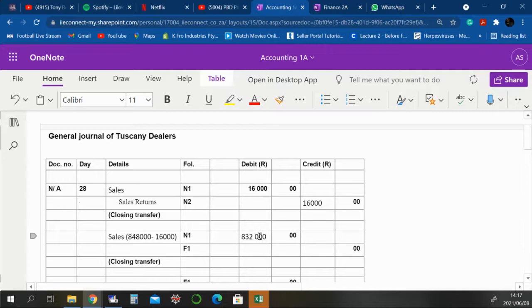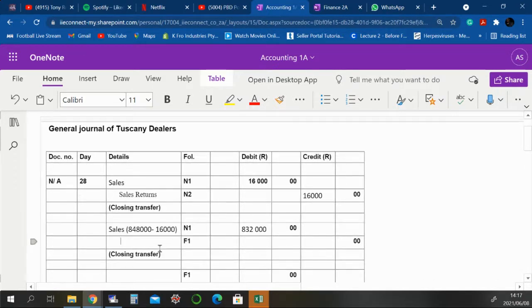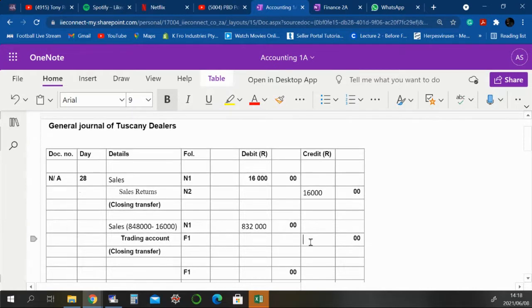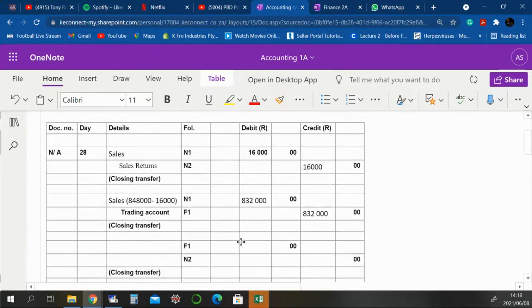Okay. Then here, trading account. And can you see there under the narration, it's just closing transfer. That's all you need to put in. And here under the credit side, we're going to put that same amount of 832,000. So you see we've already dealt with the first two steps.